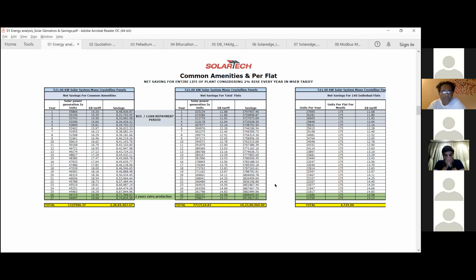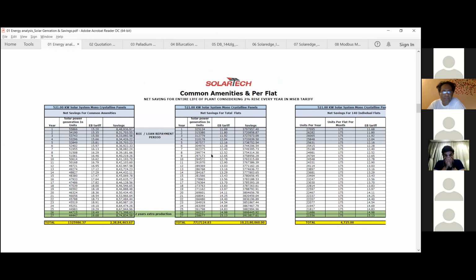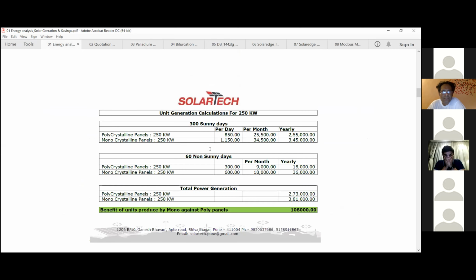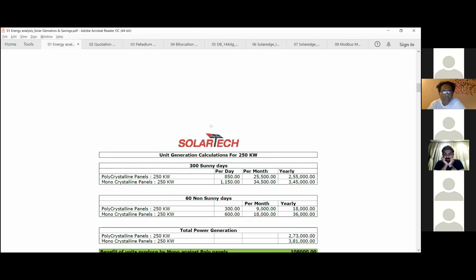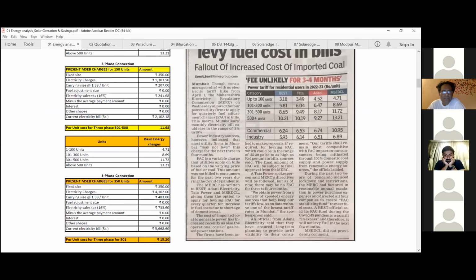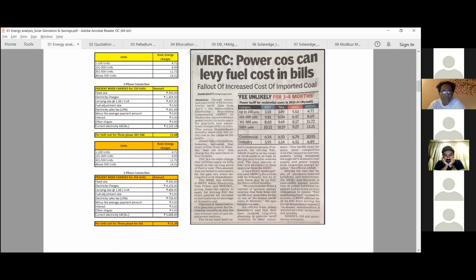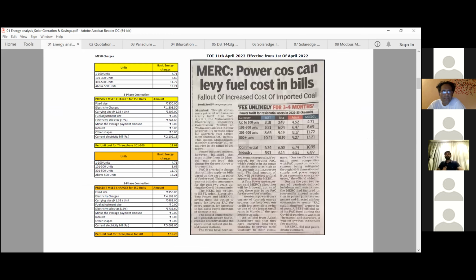So what we'll be saving is around 175 units per flat. Today's MSEDCL rate for the second slab. I will just show first the rate chart. Okay, so this is the rate chart. These are the latest rates coming from it.